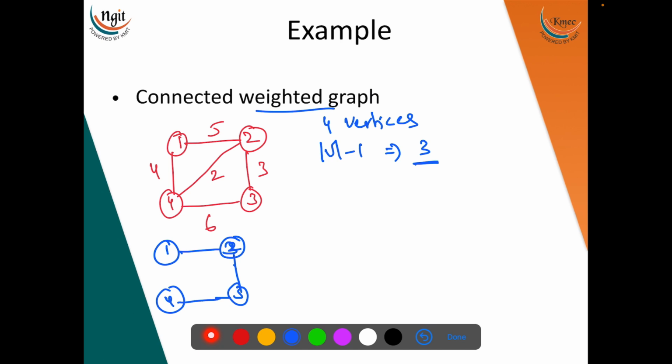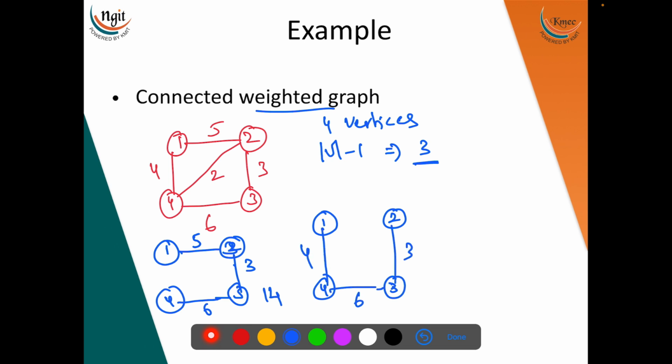Now, what is the spanning tree cost? The cost of the spanning tree is the sum of the individual edge costs. That means 5 plus 3 plus 6, cost is equal to 14. Now the other spanning tree, another feasible solution from the same graph: 1, 2, 2, 3. Now it is 4, 3, 6. What is the cost of this one? 13. So you can draw more spanning trees, right? As the formula suggests, you can take more spanning trees: 1, 2, 3. Now this is also one spanning tree, correct?